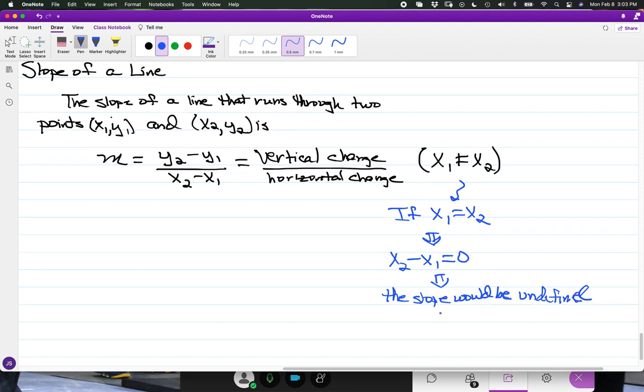And if you have a line with an undefined slope, what's going to happen here? Say your x is not moving, but the only motion you would have would be between the y values, and guess what? It would either be moving up or down. So a line that has an undefined slope is going to be vertical.